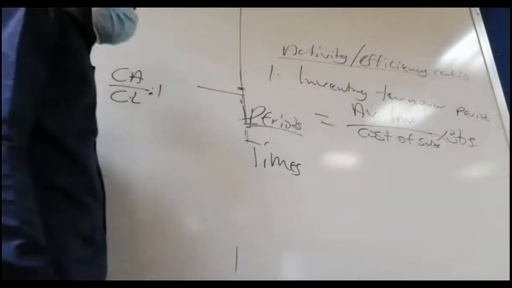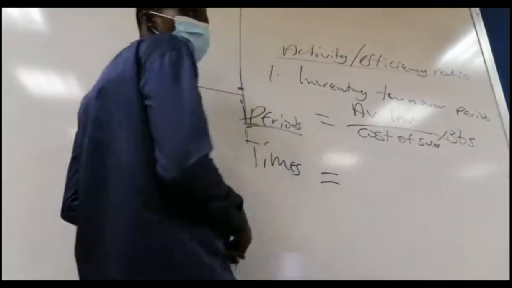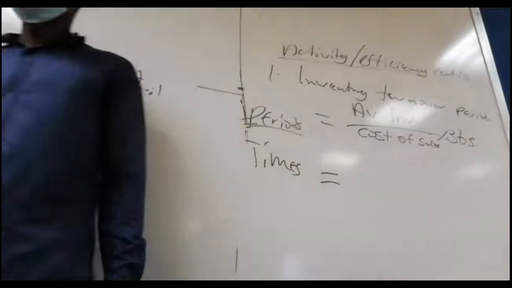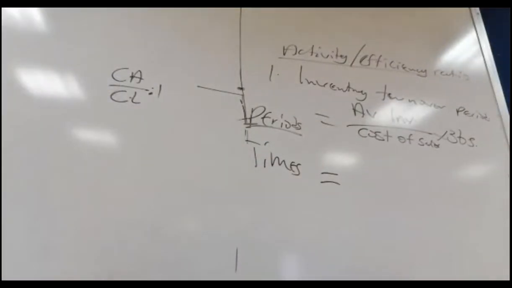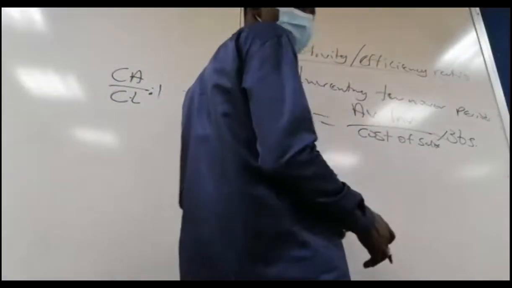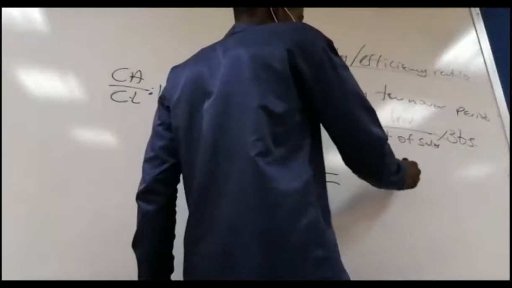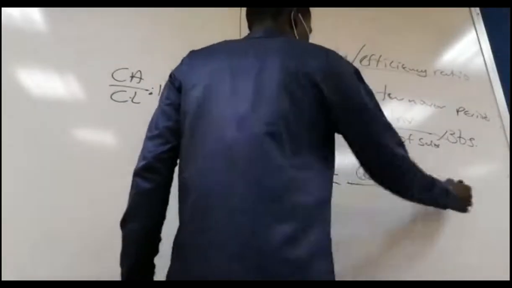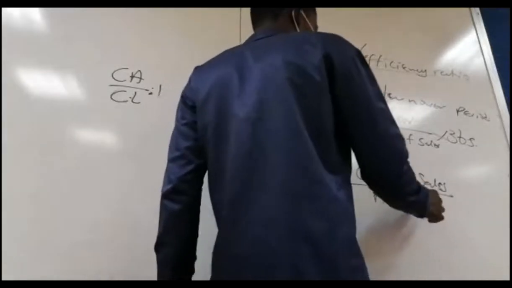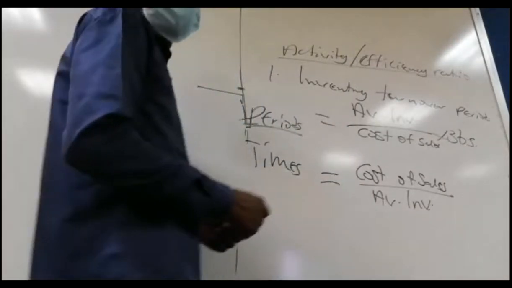In times, just turn the formula upside down. You only use the times if what the examiner has calculated for you is in times. So for times, somersault it. It will be cost of sales over average inventory. Don't multiply by anything because it's in times. That's all.